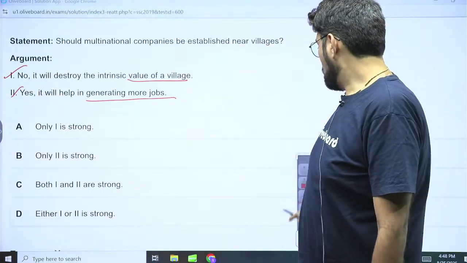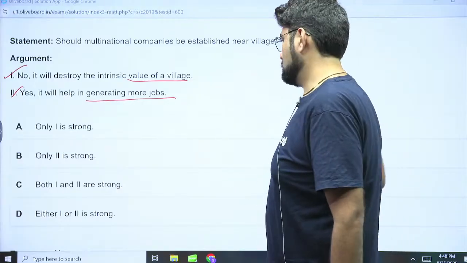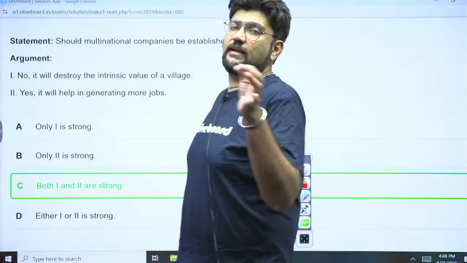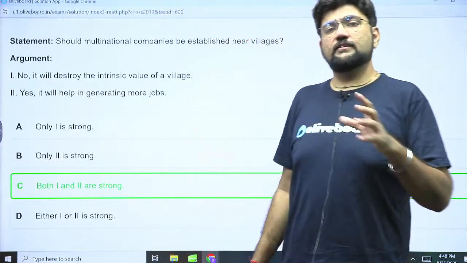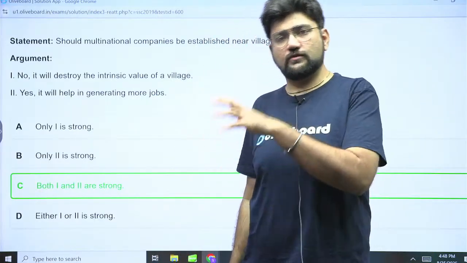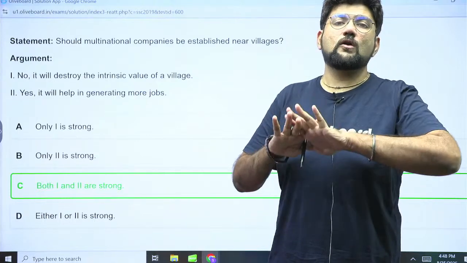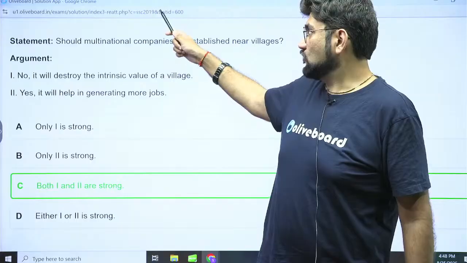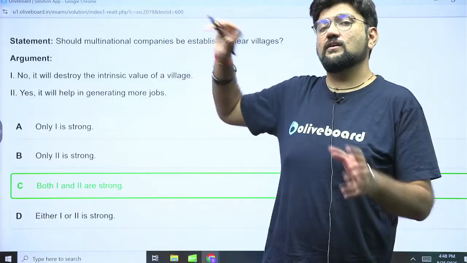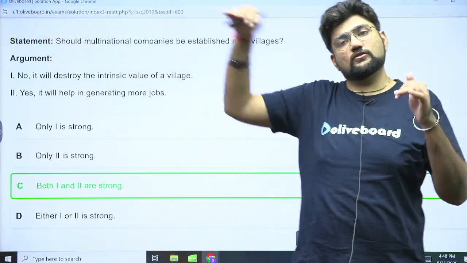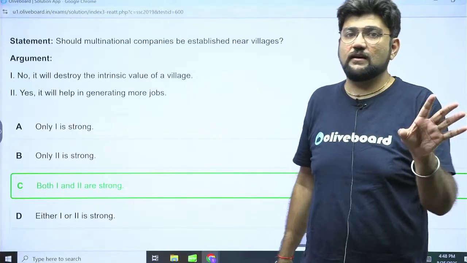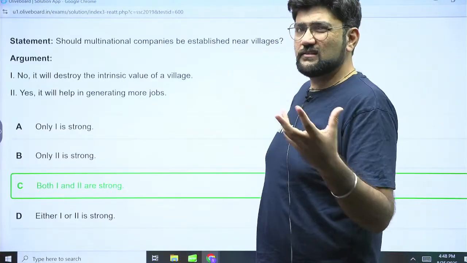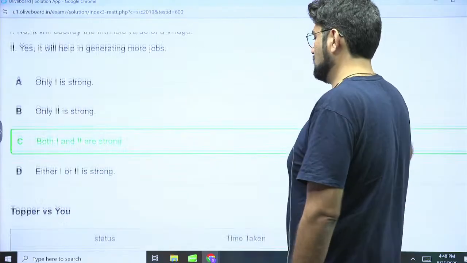Never look upon the correctness of the argument in such cases, only whether it is strong or weak. It will always be strong when it is supported with some premises, some facts, some figures, some reports, some values, and it is not talking about random vague things, and it is never a comparison. If this had said that no, this multinational company also worked better with some other village, so it is going to work better here, that would have been a weak argument. Comparisons against national security and sovereignty, these arguments are usually weak.